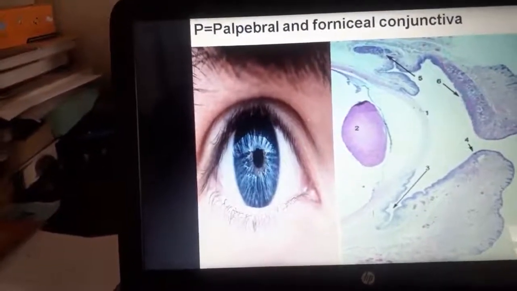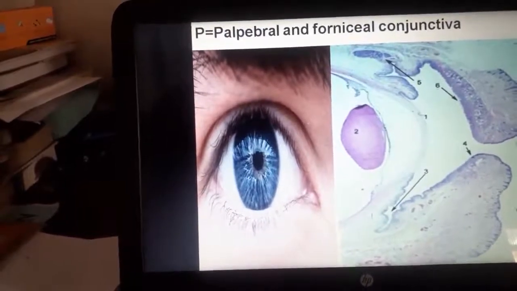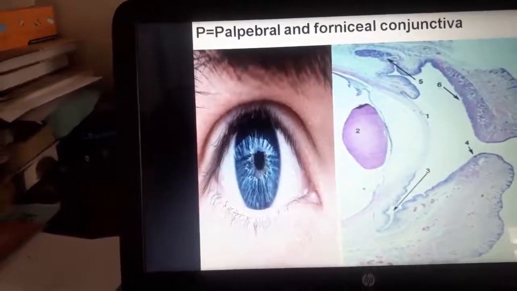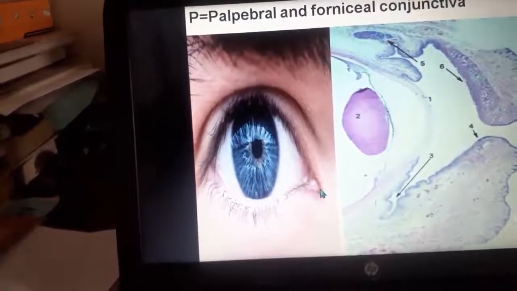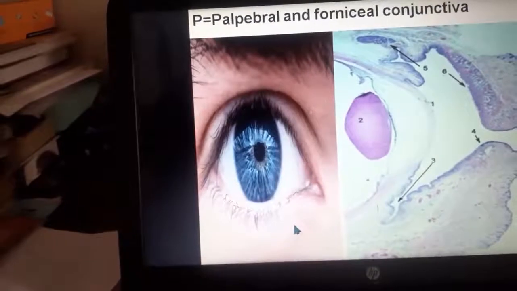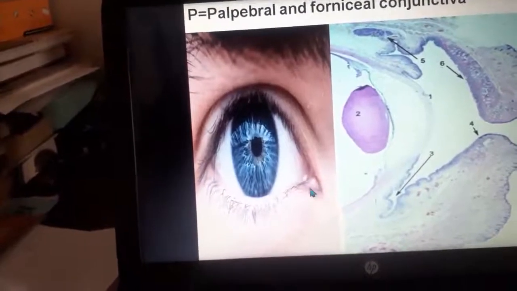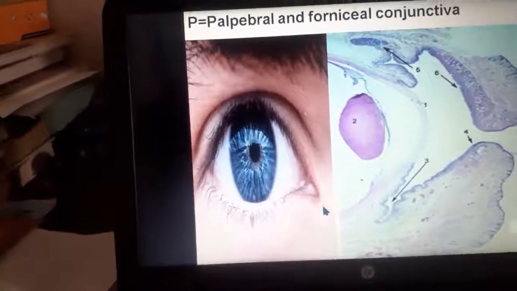The conjunctiva which lies on the eyelid is the palpebral, and fornical means the medial canthus. Medial canthus, this is the medial canthus and this is the lateral canthus. Medial canthus is also known as fornix. So fornical conjunctiva.